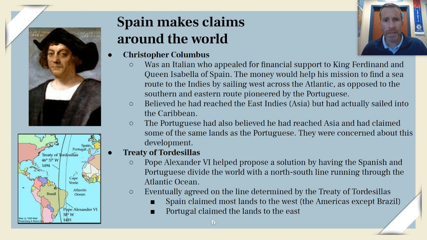So he's going to be basically pleading with King Ferdinand and Queen Isabella of Spain several times, hoping that he can secure the funding in order to go on these voyages. And he's going to get the funding eventually, and he is going to make it across the Atlantic, and he is going to hit land. He thinks it's Asia, but it turns out to be the Caribbean.